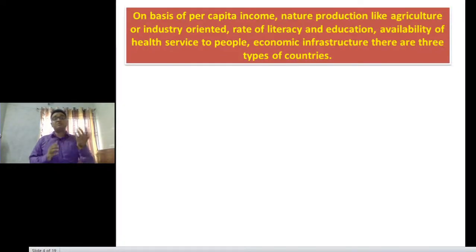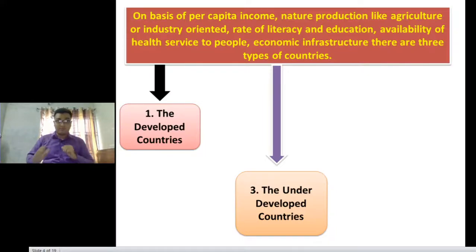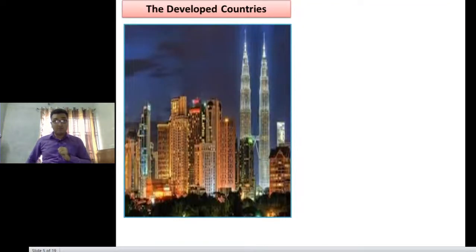Dear students, on the basis of per capita income, nature of production like agriculture or industry oriented, rate of literacy and education, availability of health service to people, and economic infrastructure, there are three types of countries. The first one is the developed countries, the second one is the underdeveloped countries, and the last one is the developing countries. Dear students, now I am going to discuss all of these three types of countries of the world. At first, I am going to discuss developed countries.